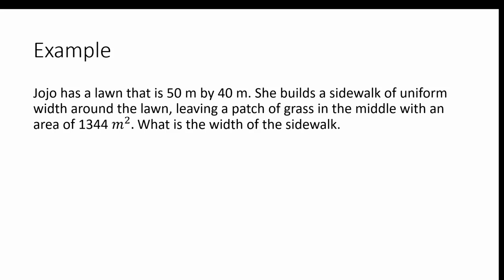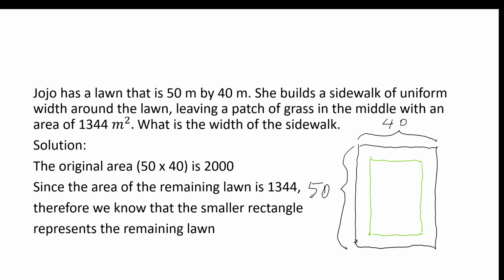Now, what if JoJo has a lawn that's 50 meters by 40 meters? She builds a sidewalk of uniform width around the lawn and leaves a patch of grass in the middle with an area of 1,344 meters squared. We want to know the width of the sidewalk. So the original area is 50 by 40. So 50 by 40 is her backyard.